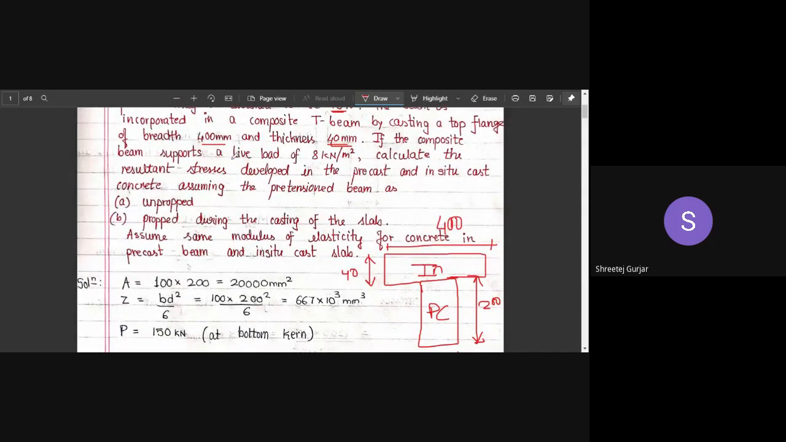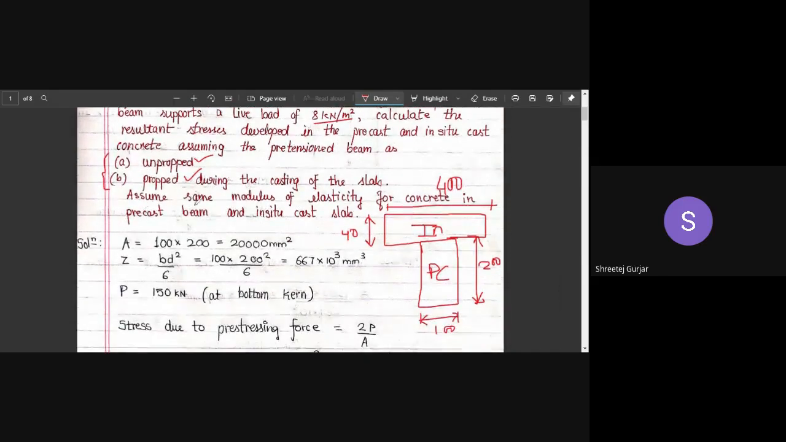If the composite beam supports a live load of 8 kilonewton per meter square, calculate the resultant stresses developed in the precast and in situ cast concrete, assuming pre-tension beam as unpropped and propped. Both the conditions will be given and we need to calculate. Assume the same modulus of elasticity for concrete in precast beam and in situ concrete slab. So this is the problem statement.